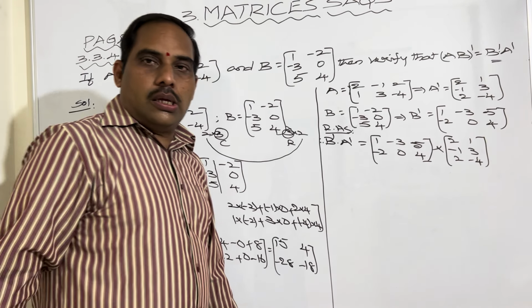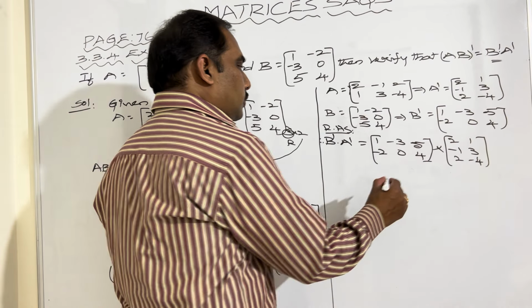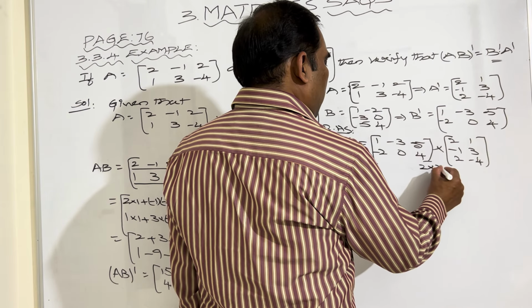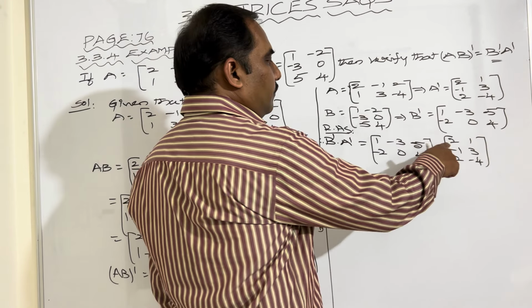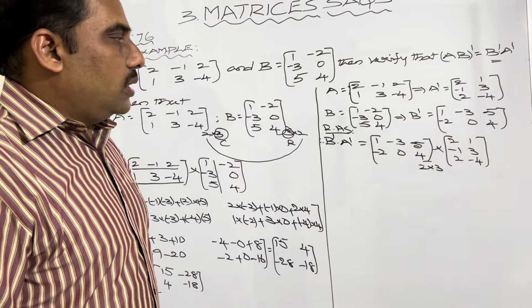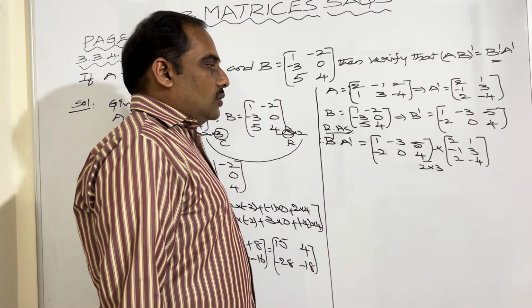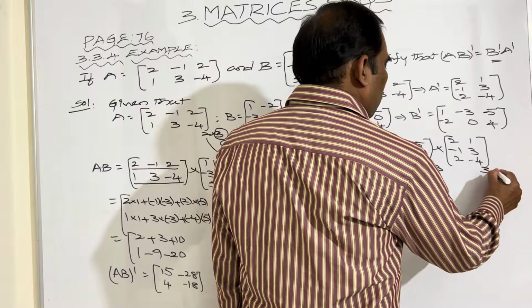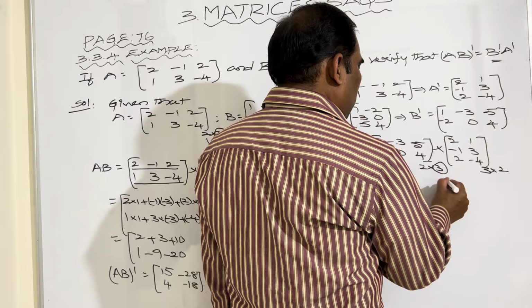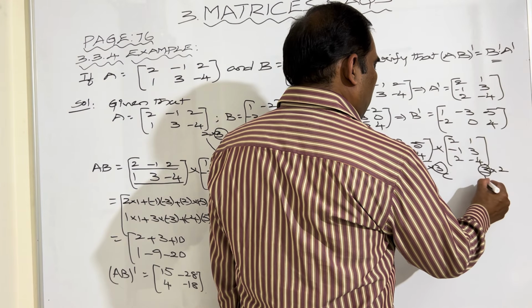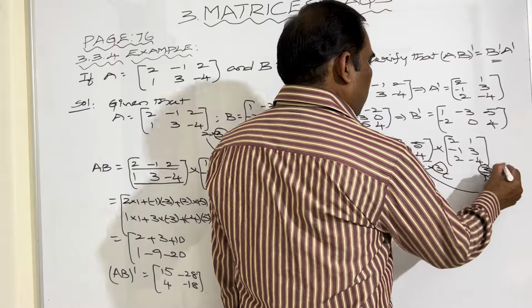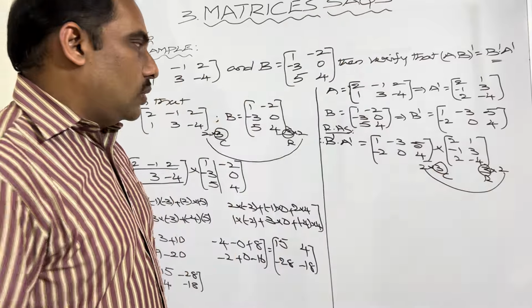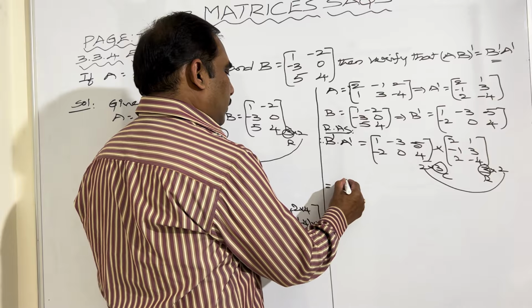Observe here, the matrix B transpose is a 2 by 3 matrix, and this other matrix, 2, 1, minus 3, minus 1, 3, 2, minus 4, is a 3 by 2 matrix. Again, the first matrix's columns equal the second matrix's rows. The resultant matrix order is 2 by 2 only. So now, which is equal to here.